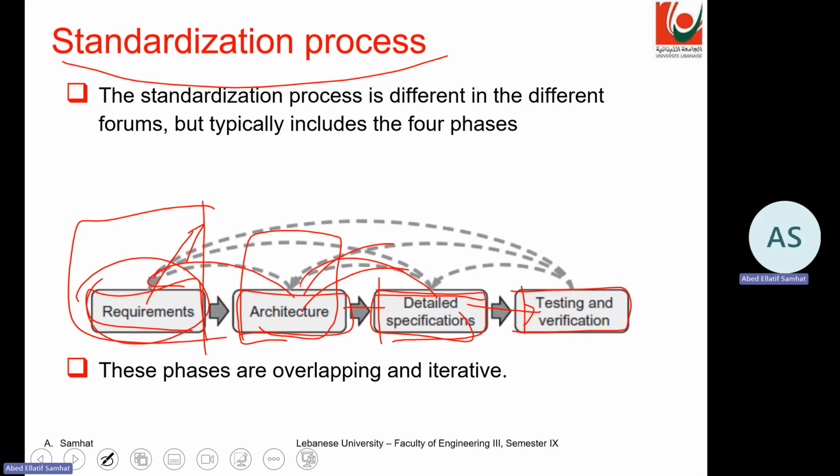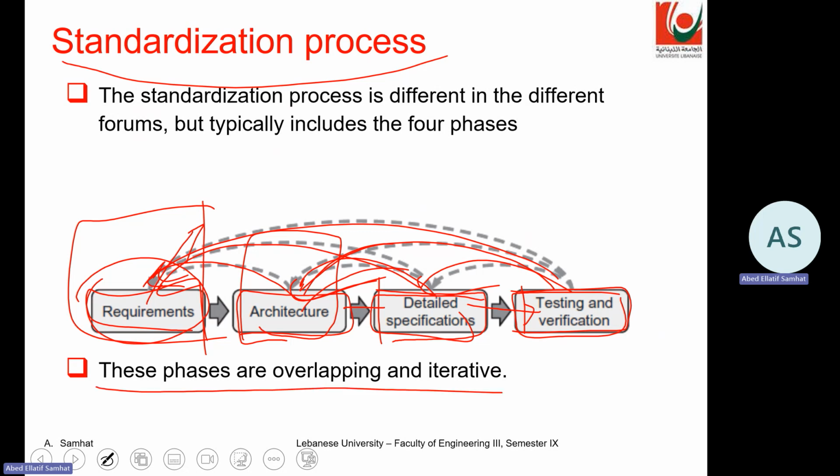At each level, we are able to update, to go backward, and to see after making this phase that we should update something in the previous phase. And also for testing and validation, it's possible to update at the other phases. So that's why we say that those phases are overlapping and iterative, because it's a continuous process.